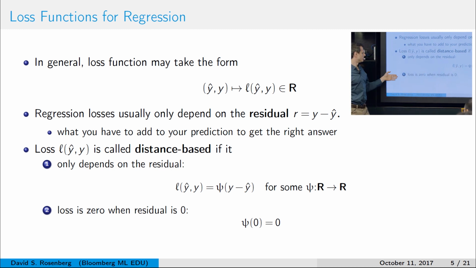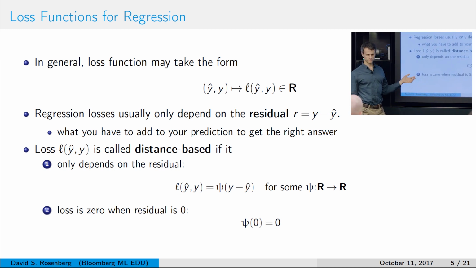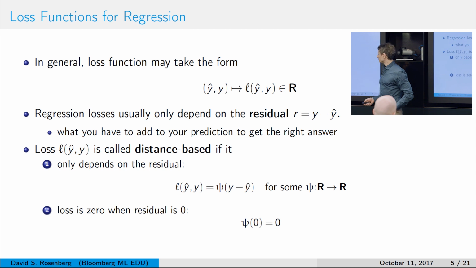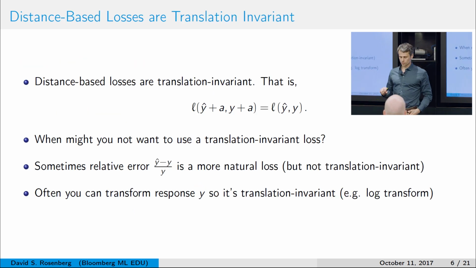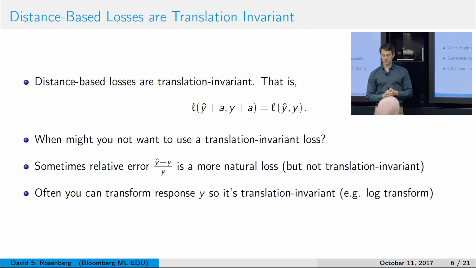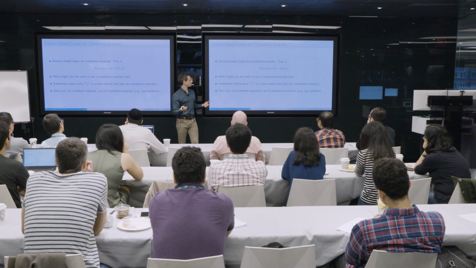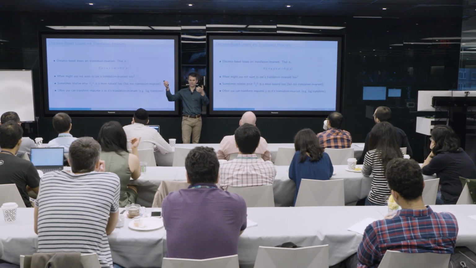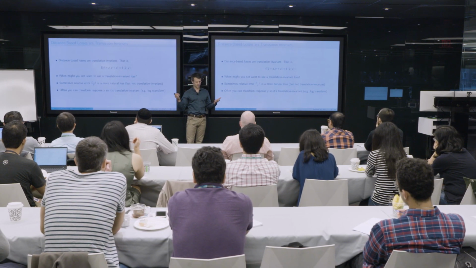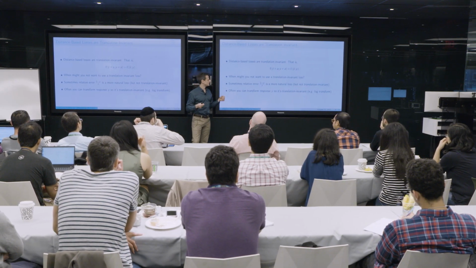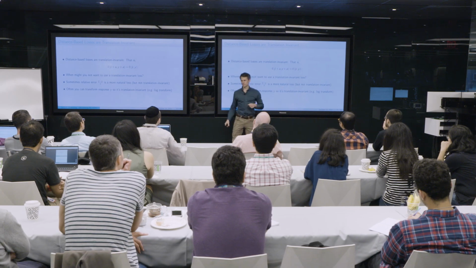And moreover, we want the loss to be 0 when the residual is 0. So if we nailed it, 0 loss. So that's a distance-based loss function, just a little terminology. One thing about distance-based loss functions is they are translation invariant. What that means is that if the correct answer is 10 and I predict 9, what's my residual? 1, right. And it's translation invariant in the sense that if the correct answer is 100 and I predict 99, the residual is the same, so my loss is the same. I'm off by 1, so the loss is the same. So wherever we shift the correct prediction to, say if we shift by a, the loss is the same.